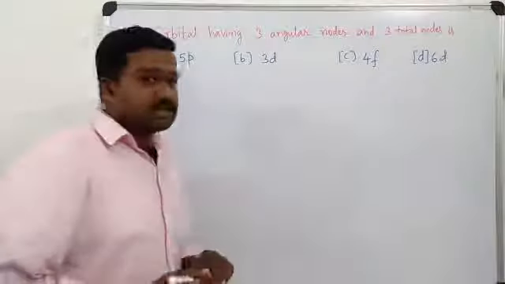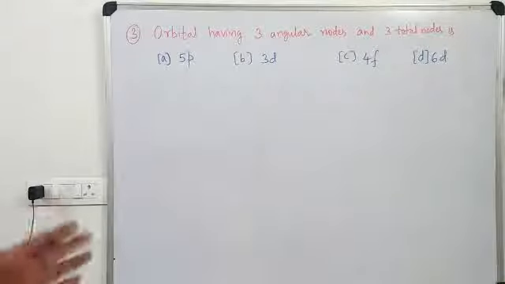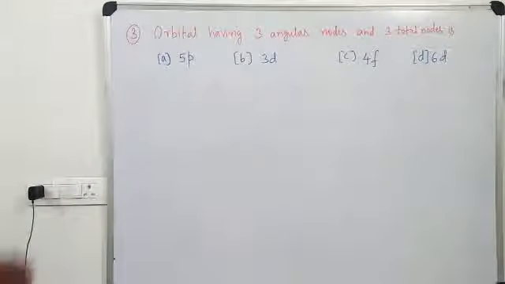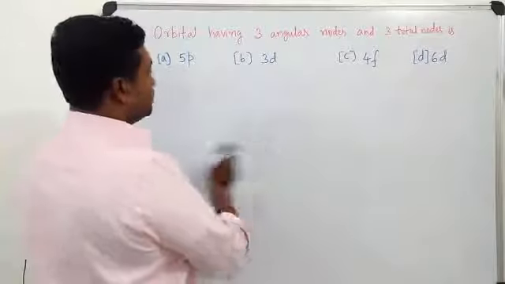Now let's take question number 3. The orbital having 3 angular nodes and 3 total nodes is... We have got the 4 options: 5p, 3d, 4f and 6d. Okay. Let us first understand the 2 different types of nodes.